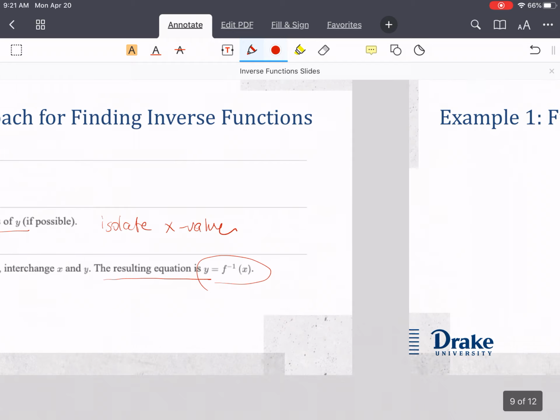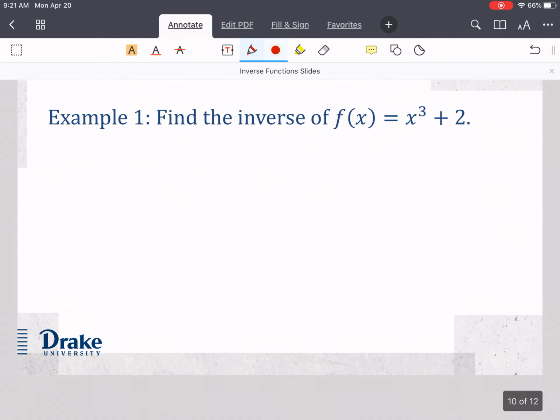So I'm going to illustrate this on this example. f of x equals x cubed plus 2. First step, I write it as y equals x cubed plus 2. Second thing I'm going to do is isolate x. So to accomplish that, I'm going to solve for x. So it will be y minus 2 equals x cubed. I'm not there yet because I want to isolate x.